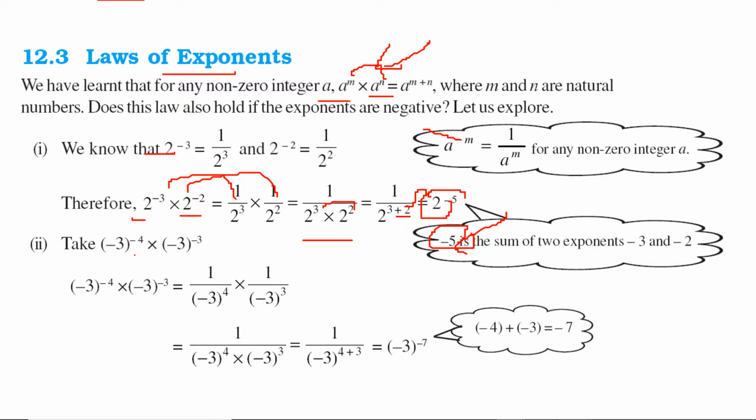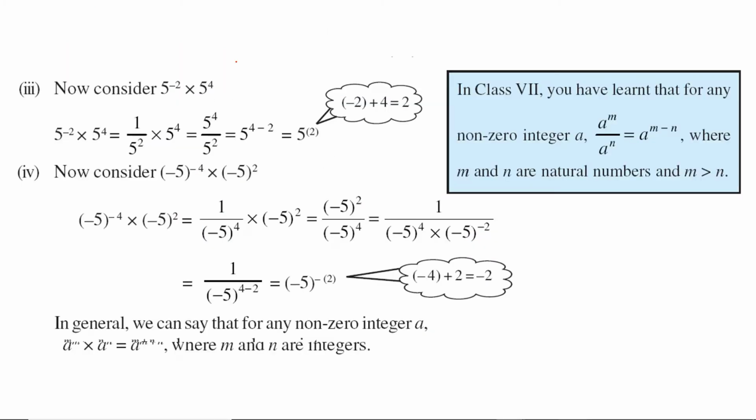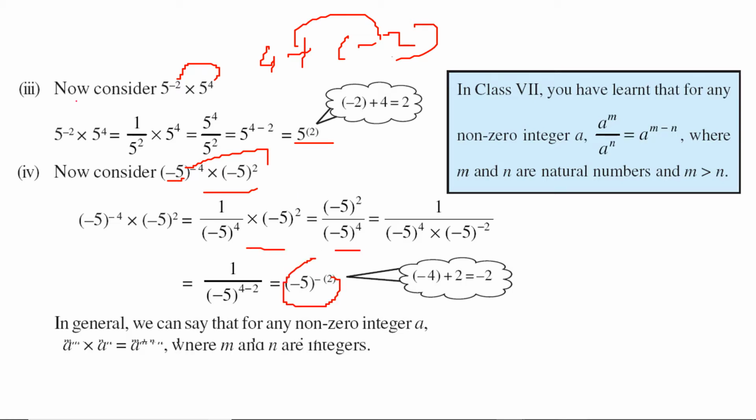Minus 3 and minus 3, the bases are same, so we just have to add minus 3 plus minus 4, and that is going to give you minus 3 to the power minus 7. Again 5 to the power minus 2 into 5 to the power 4, 4 plus minus 2, that is 4 minus 2, that is 2. So 5 to the power 2. Here minus 4 plus 2, that is minus 5 to the power minus 2. This is what you get. You can solve it like this also. There are various methods.